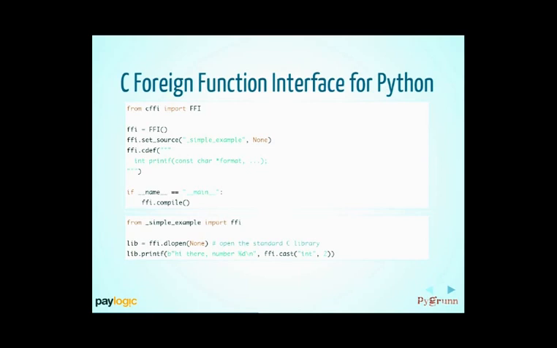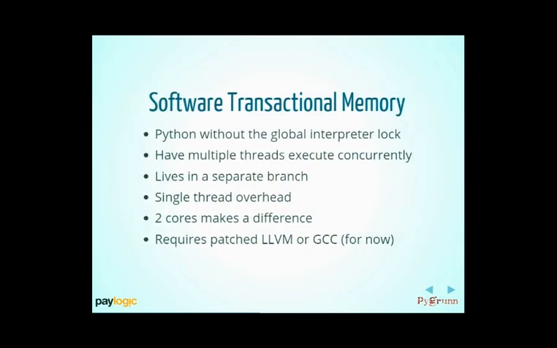So moving on from CFFI, because we all like to write Python, right? Not C. And so a bit more about the software transactional memory that I've mentioned before. As I said, the ultimate goal is to have Python without the global interpreter lock and allow you to have multiple threads execute on the CPU concurrently.